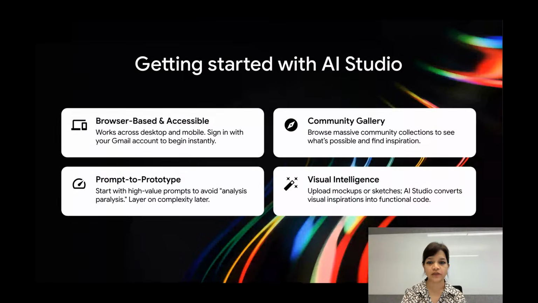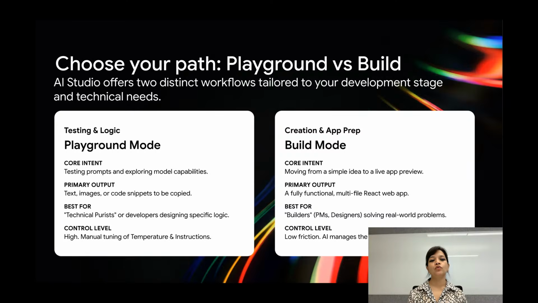Sorry, I just jumped past a few slides. So here we are. There are two modes. One is the playground mode and the other one is the build mode. Playground mode is a little bit detailed. This is for folks who are already ready to test the prompts and explore model capabilities. The output primarily will be either text or images or code snippets that you can copy over to your workspaces. It's best for people who are already developers or technical purists who are designing for specific logic. You have a high control level here. You can manually tune the model's responses and configuration.